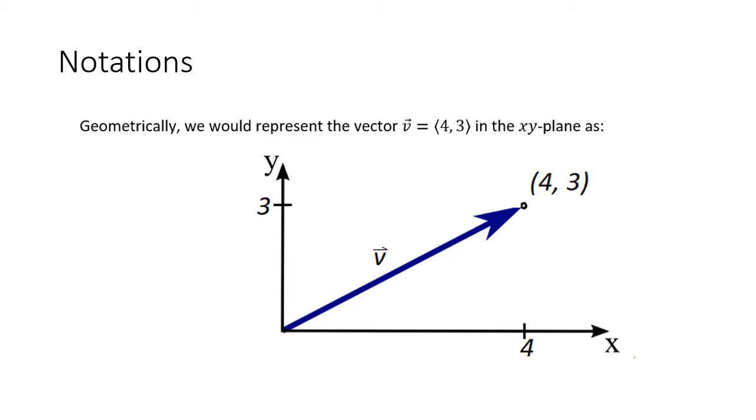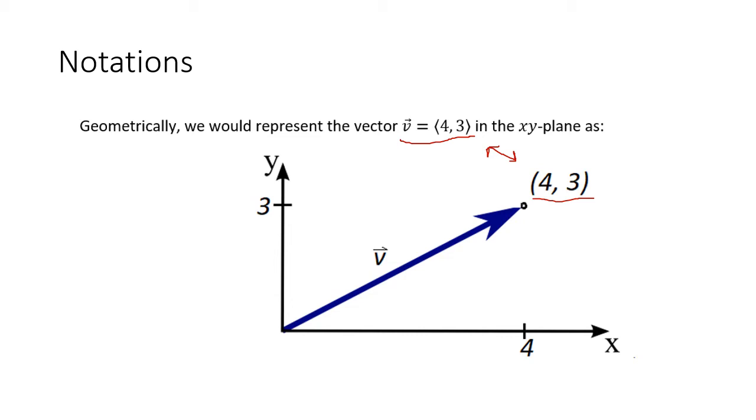And the really nice part about this standard position is that my vector v, which has an x component of 4 and a y component of 3, when I put this in standard position, the terminal point, or the tip of my arrow, points to the ordered pair 4, 3. And it's a convenient way for us to go back and forth between these two ideas in space.